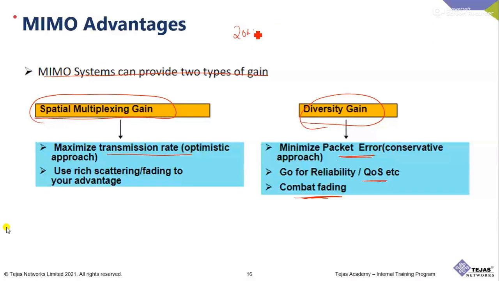100 is the total resource blocks for 20 megahertz. So 100 into 12 into 14, and each resource element will have a modulation scheme of 64 QAM. So how many bits is it? 6. So if you multiply that, you get a data rate of 100 megabits per second. Okay, 100 megabits per second. So how do you get this? This is the bits per millisecond, because the TTI duration in LTE is 1 millisecond. So if you divide this by 1 millisecond, you get 100 megabits per second.